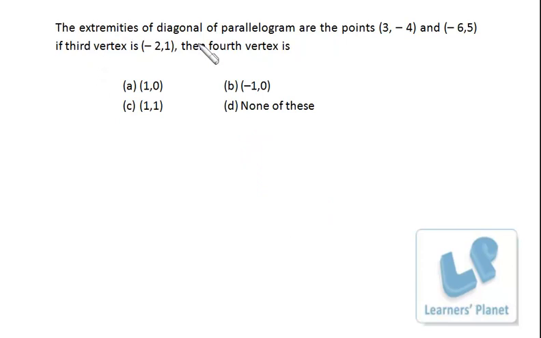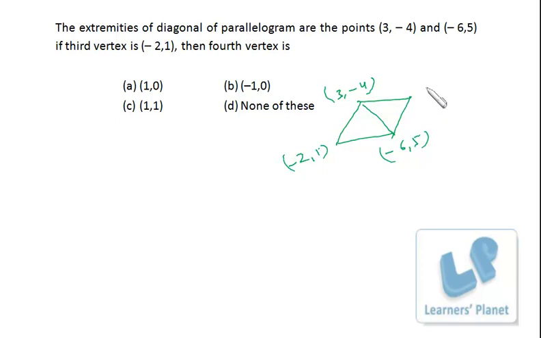The extremities of the diagonal of a parallelogram are the points given, and the third vertex is given, and we have to find the fourth vertex. That means what is happening over here: this is 3, minus 4, this is minus 6, 5. These are extremities of one diagonal, and this is the third vertex, that is minus 2, 1, and we have to find out this vertex, right?